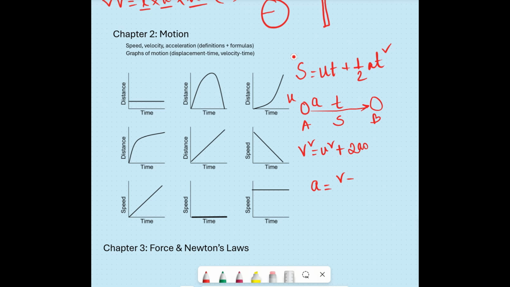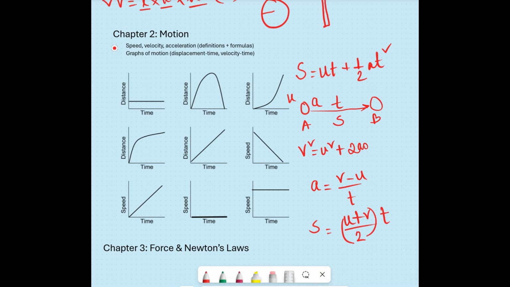And another one is acceleration, of course. So acceleration is v minus u by t. And there is another equation, s equals u plus v over 2 times t. So this equation is very important and covered within the second chapter.